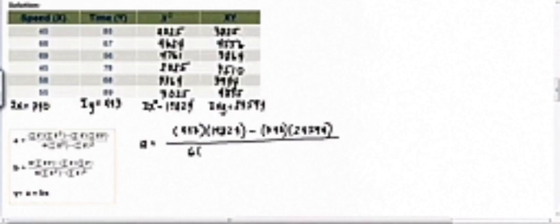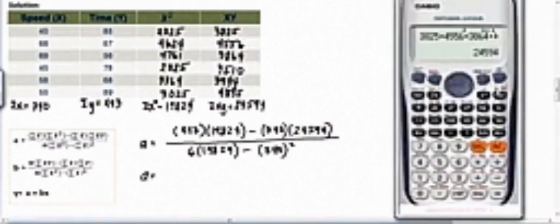Multiplied by the summation of x squared. Ito guys, nasa loob sila lahat ng parentheses yung summation of x squared. Therefore, ito yung tinutukoy niya, 19824. Okay? Minus summation of x quantity squared. So, 340 yan and then squared. Okay? So, ito yung sa calcu. Fraction yan, guys. So, lalagyan ko siya ng fraction and then I will copy all the values.